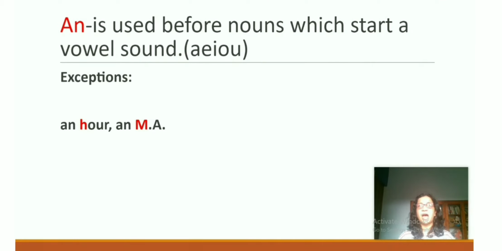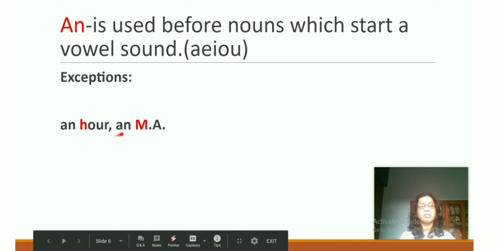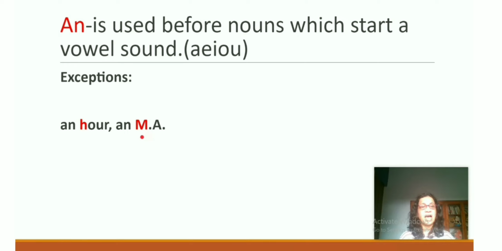An is used before nouns which start with a vowel sound. So here there is a different case. You have the words which start with consonants, H and M. Both are consonants. But the sound that they make is of a vowel. So you say an hour. You don't start with a consonant sound, it is an "our" sound. So an hour. You say an MLA. Though the letter is a consonant, the sound is of a vowel.